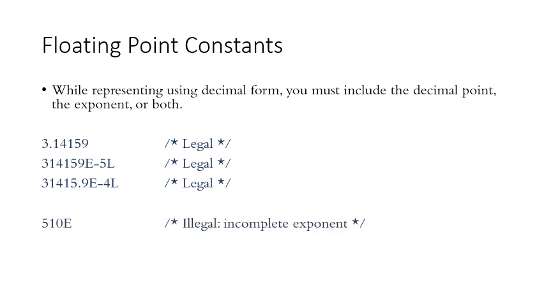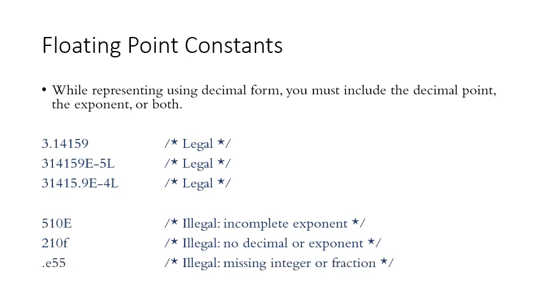So here are examples of illegal floating point constants. 510E, so you did not include the exponent. And then 210f, you do not have a decimal or exponent. And then .e55, so there's a missing integer.